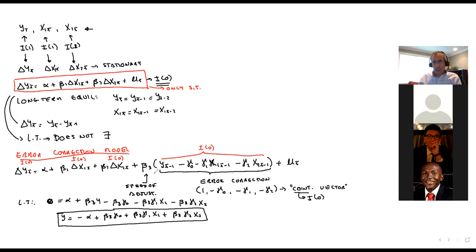Does this make sense to you or not, guys? That's the core of the model. The model is a mixture of differences, short term, and levels, long term. Okay? Questions? No questions?